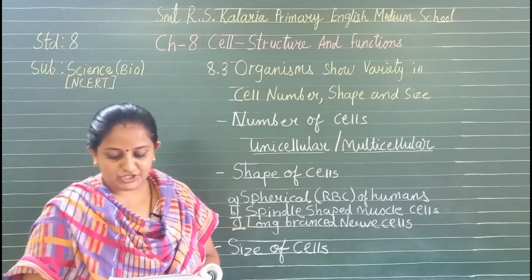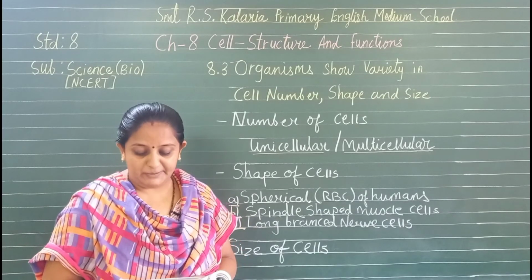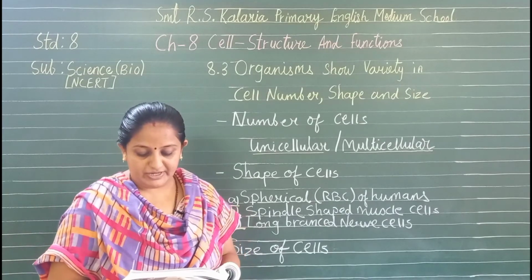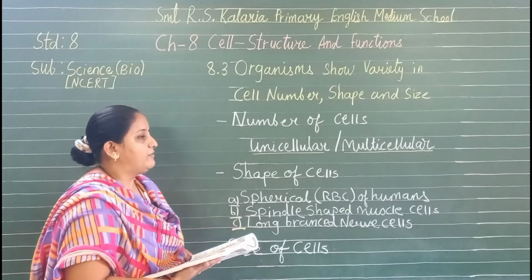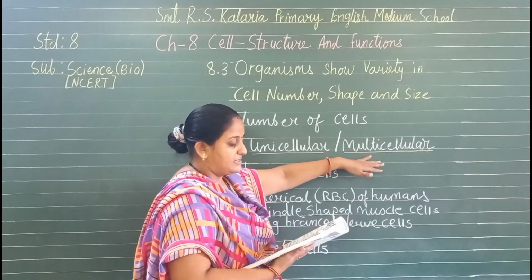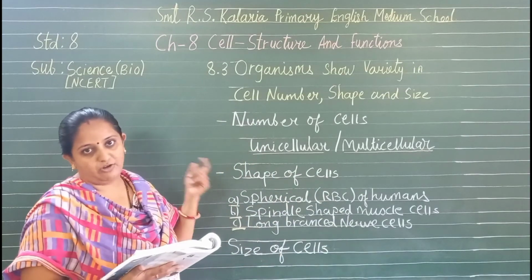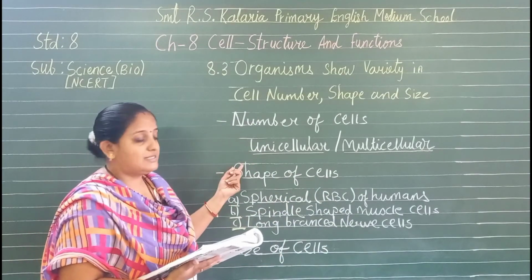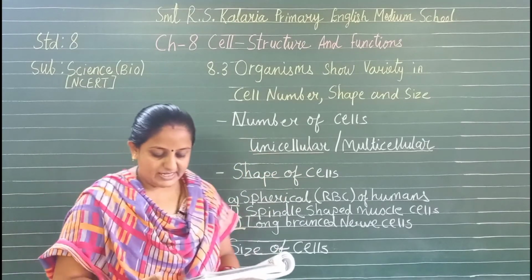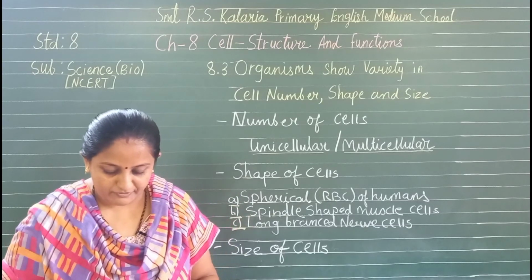It begins as a single cell, the fertilized egg. The fertilized egg cell multiplies and the number of cells increases as development proceeds. So an organism with more than one cell is known as multicellular. Multi means many and cellular means cell. Unicellular means the organism whose body is made up of only one cell. Uni means single and cellular means cell. So amoeba and paramecium are both made up of a single cell.